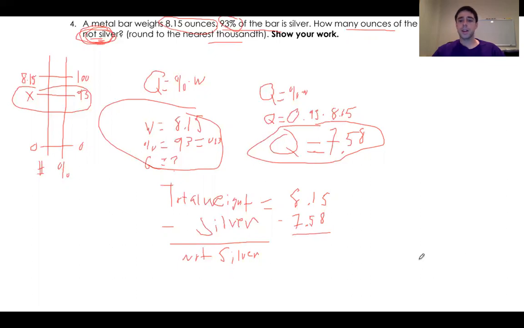And how much of the bar is not silver? Subtracting 7.58 from 8.15. How much of the bar is not silver?